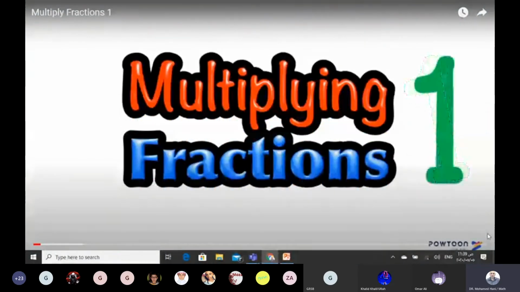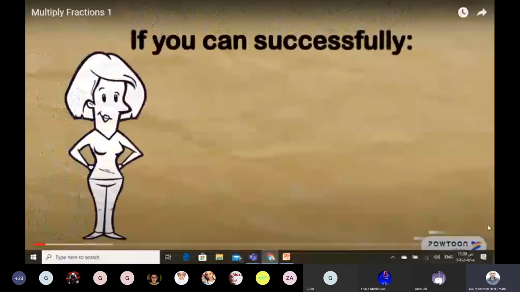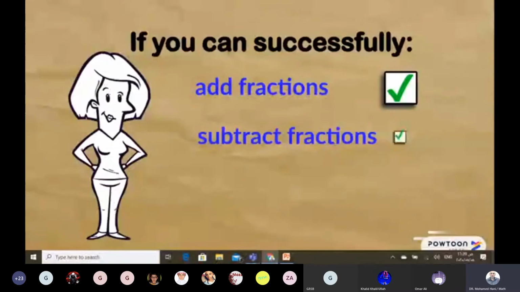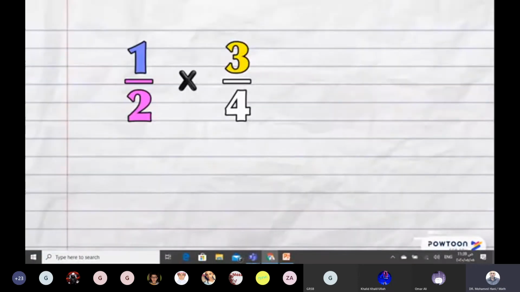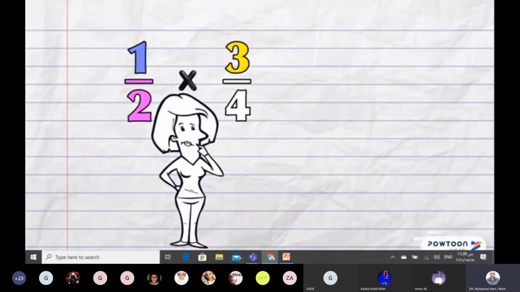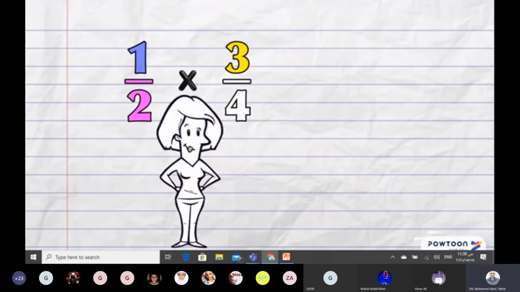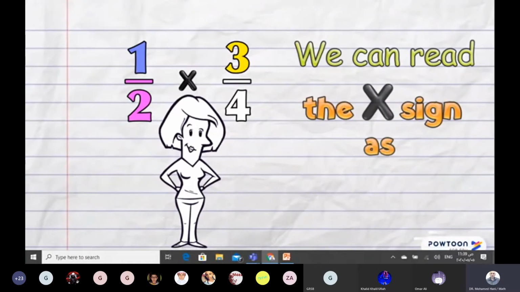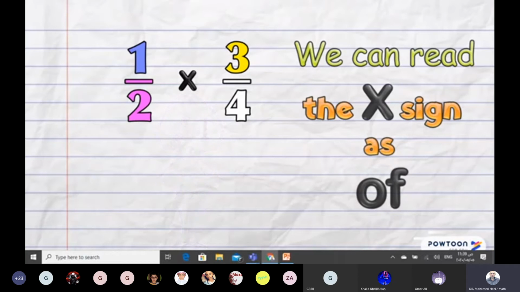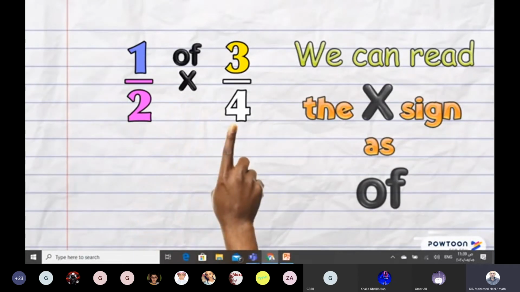Multiplying fractions for the first time. If you can successfully add fractions and subtract them, we can move to our next operation, multiplication. Look at this problem. 1/2 times 3/4. I think it will help you to make sense of this if you know that in math we can read the multiplication sign as the word of. That means we can read this problem as 1/2 of 3/4.